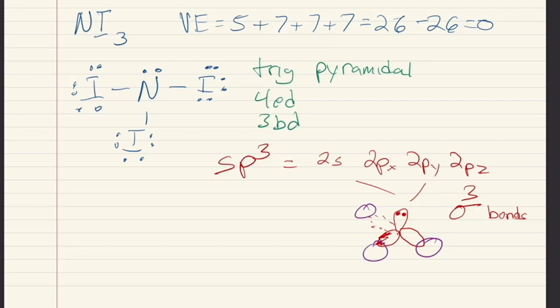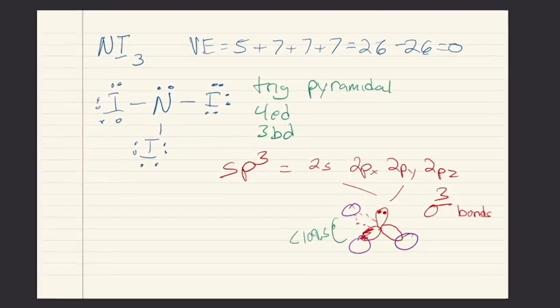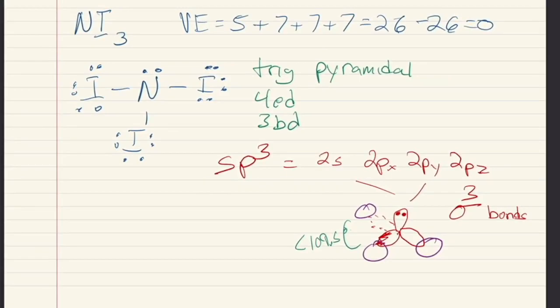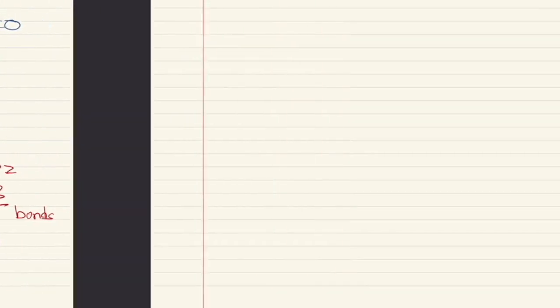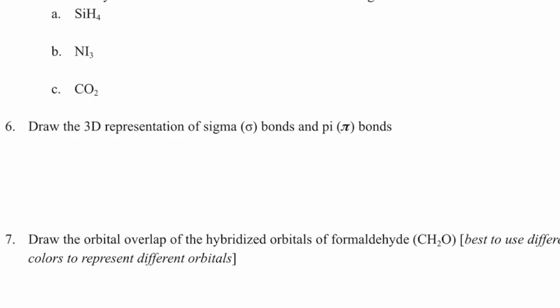We also should be able to recognize that this bond angle is going to be less than 109.5 due to the lone pair being there. And the last example, if I'm not mistaken, is CO2. Now we can talk about a molecule with multiple bonds.